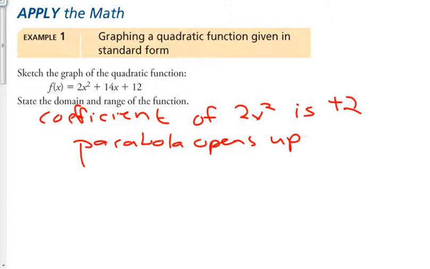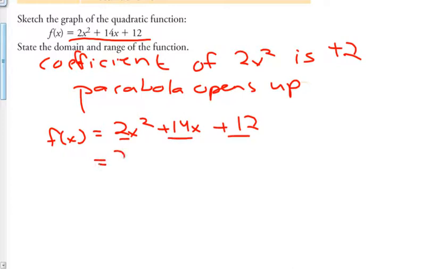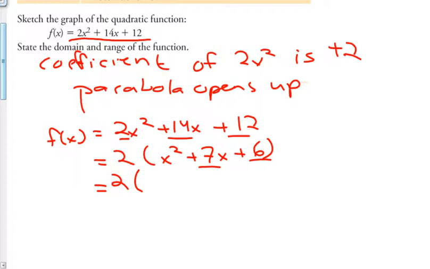I'm going to factor this expression to see if I can find my x-intercepts, or my roots. So I have f of x is equal to 2x squared plus 14x plus 12. I can factor out a common 2. So I'm going to start with that. 2 times x squared plus 7x plus 6. So now I'm going to ask myself, what multiplies to 6 and adds to 7? Well, that's pretty easy. How about 6 and 1?